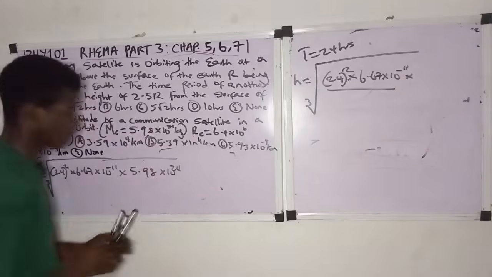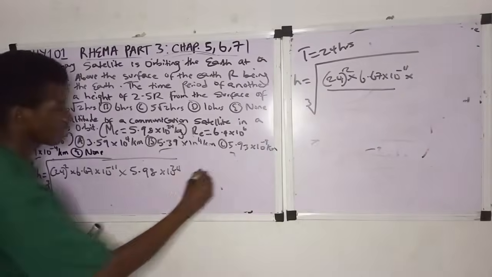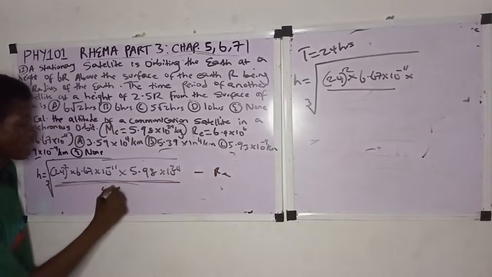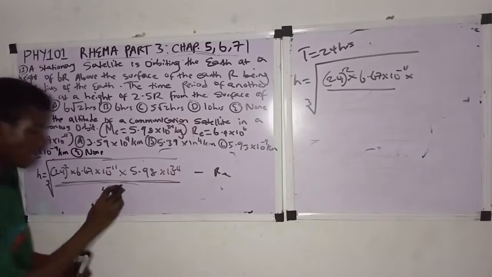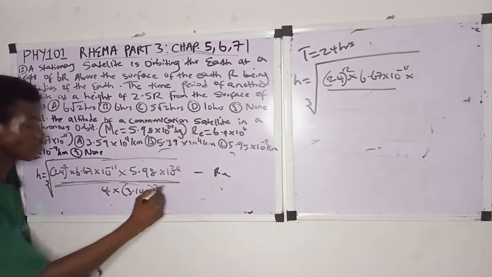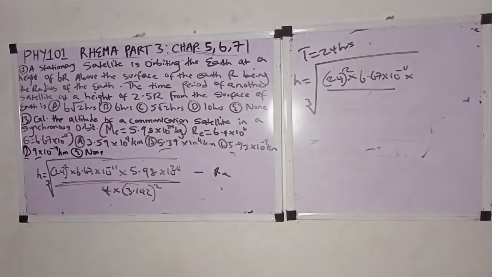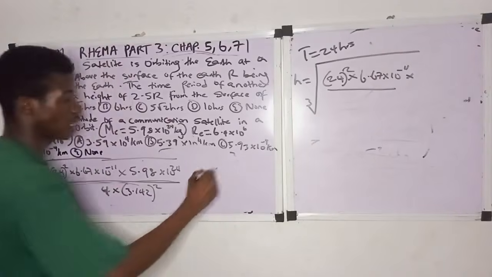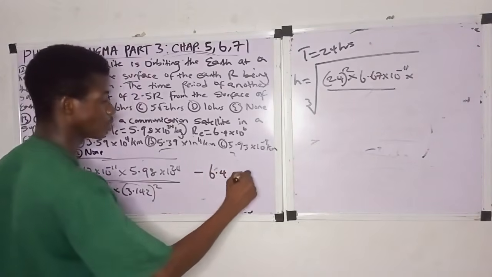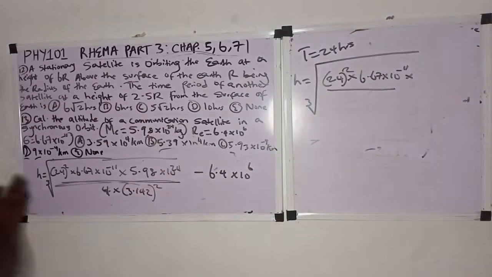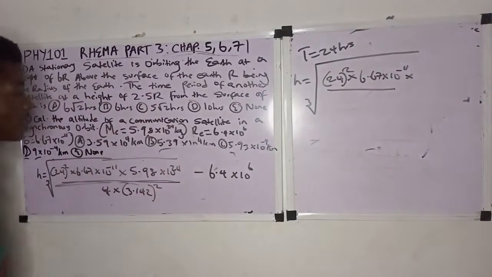We all know that one. Then you divide by 4 pi squared, where pi is 3.142, all squared. So this is it. Then minus the radius of the earth, which is 6.4 times 10 to the 6. If you do everything in your calculator, we just get our answer straight ahead.